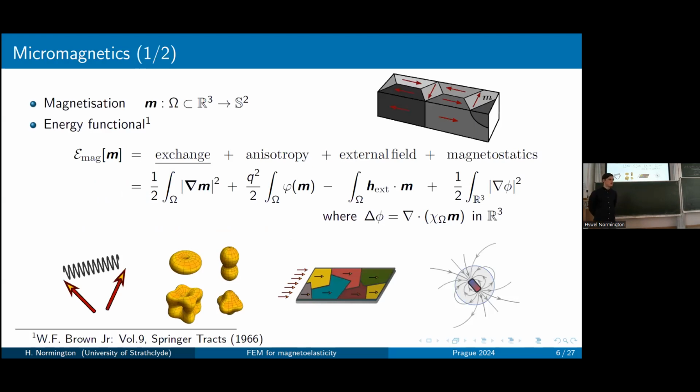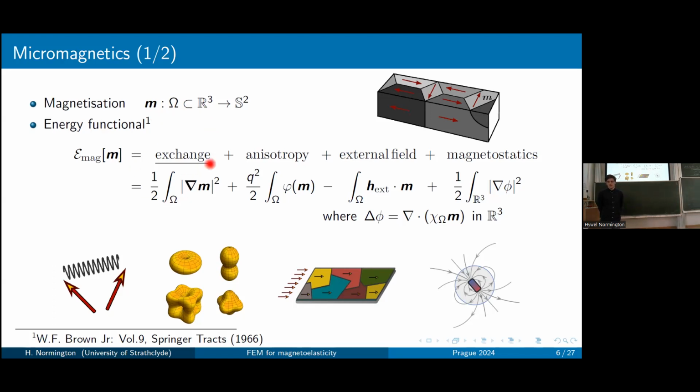So if we ignore for a moment any of this magnetoelastic behavior, the internal state of our material is simply described with micromagnetics. And here we have this magnetization vector M described on omega. And we describe this using an energy functional, which was originally given by Brown in his book, 1963-ish. There were some people before that, but Brown's the first pioneer of this work.